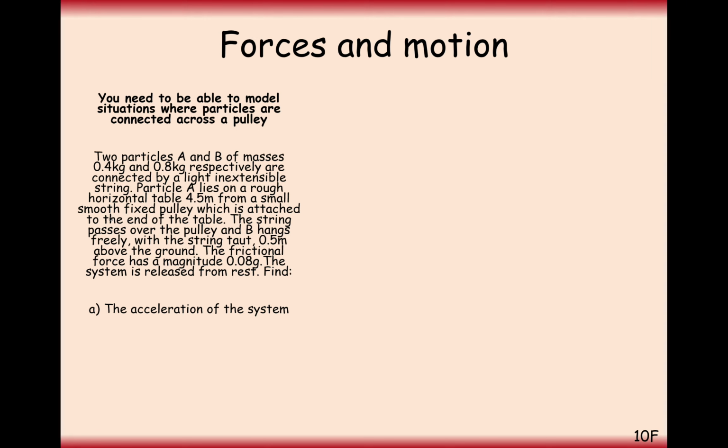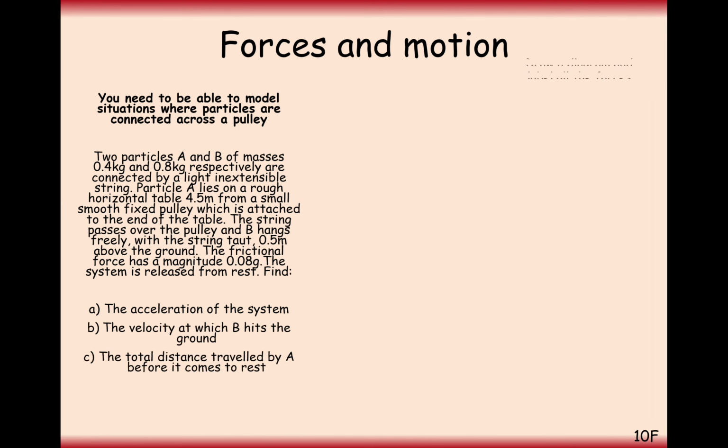4.5 meters from a smooth fixed pulley which is attached to the end of the table. The string passes over the pulley and B hangs freely with the string taut, 0.5 meters above the ground. The frictional force has a magnitude of 0.08g, so g being 9.8 meters per second squared. The system is released from rest. Find these series of questions here.